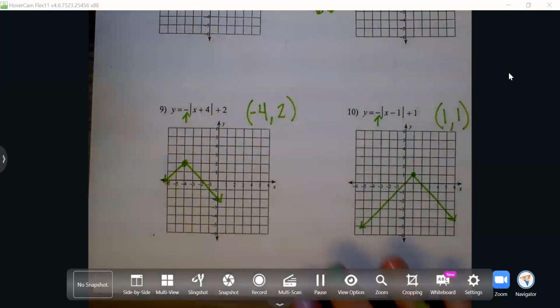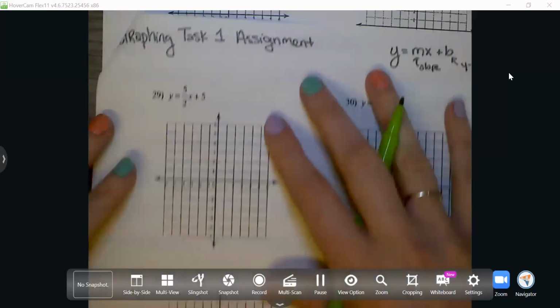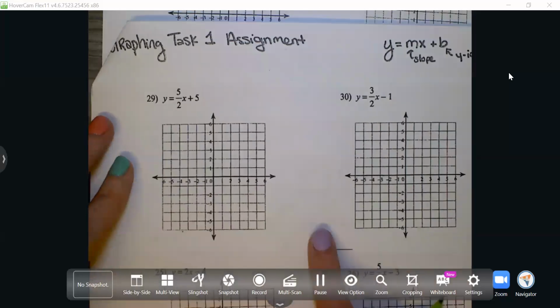All right, those are all of your examples. You are supposed to finish this task one assignment, the whole second page.